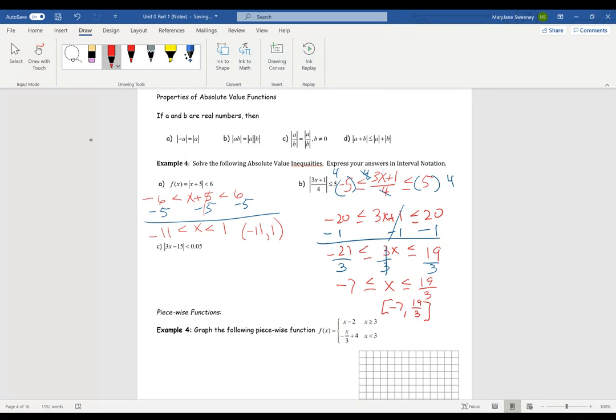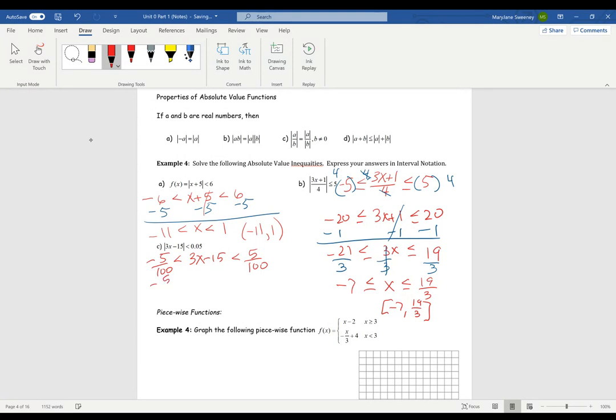Okay, next one, 3x minus 15 would be less than, and I'm going to make this 0.05, which is 5/100ths, right? Tenths, hundredths. So this is 5/100ths. So this would be negative 5/100ths.